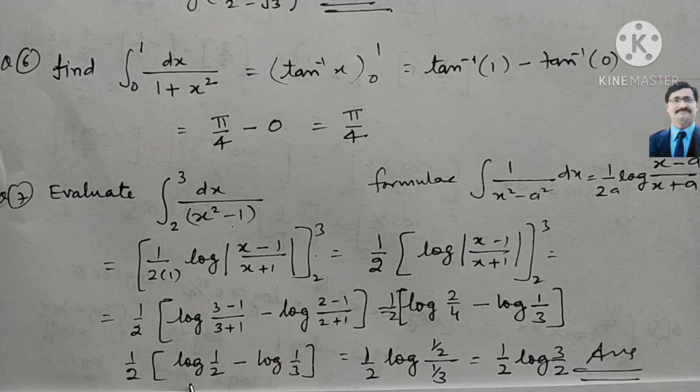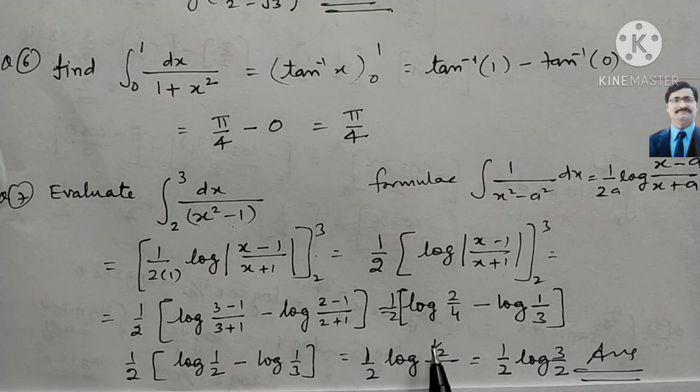Now we know the formula log m minus log n is log m upon n, so we can write 1 upon 2 log of (1 upon 2) upon (1 upon 3). This we do by reciprocal, and we get here 1 upon 2 log 3 by 2. So this is our answer. Hope you understand this solution.